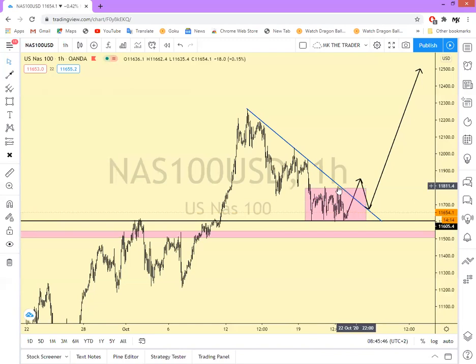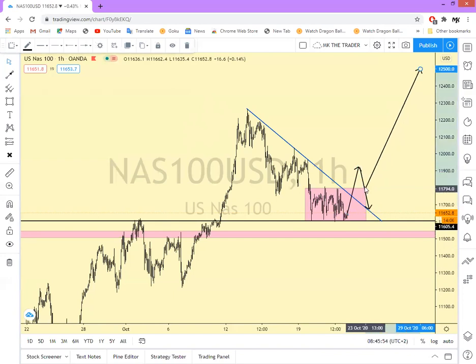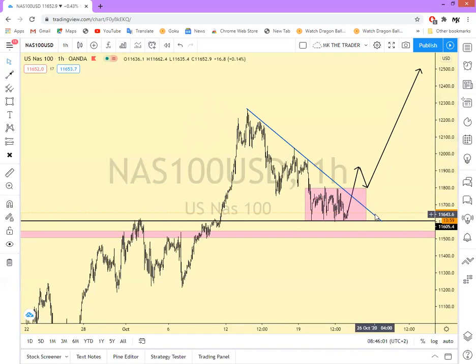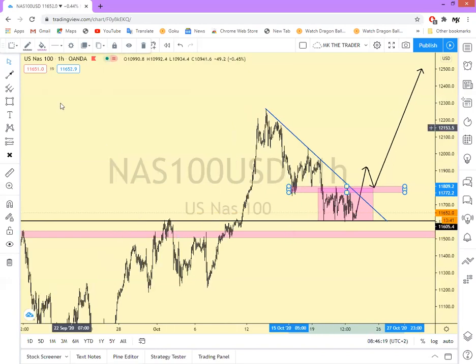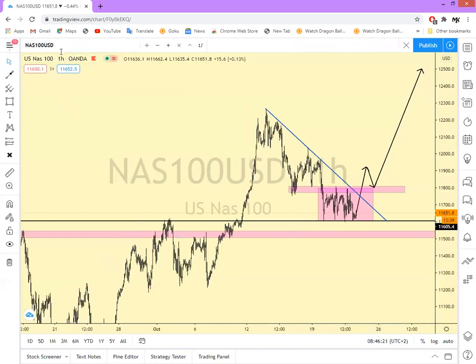But I would prefer it when this level is broken, because we might have something like this. If they break to the upside, we might have something like this retest. It can be somewhere around this level, not here. Why? Because this is a level of support or resistance. So you can wait for something like this if you want to wait for a breakout to the upside. So that was Nasdaq.